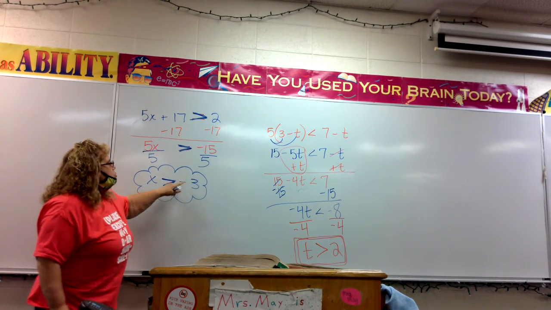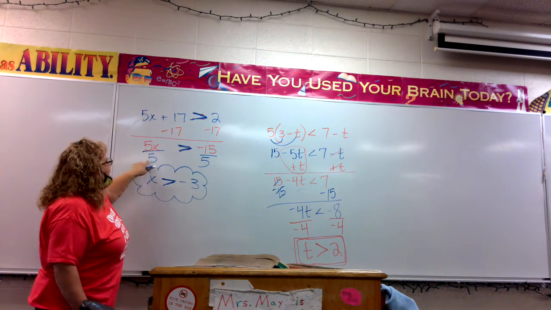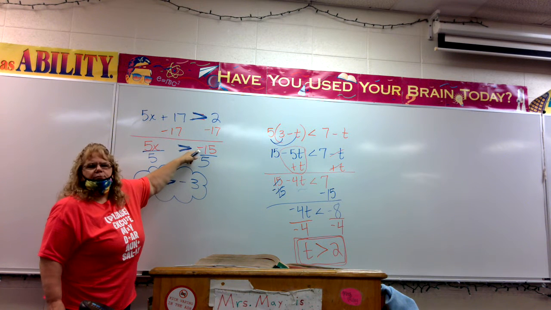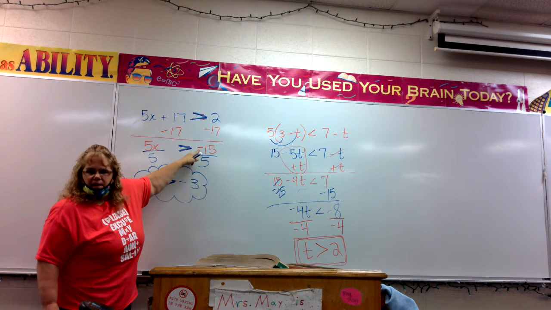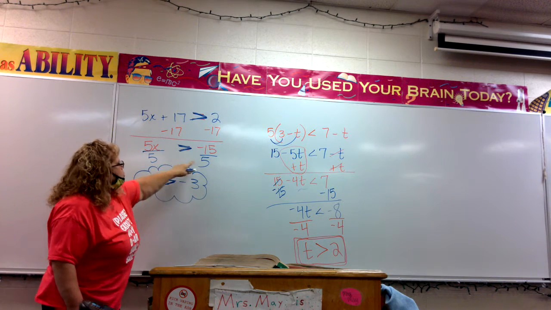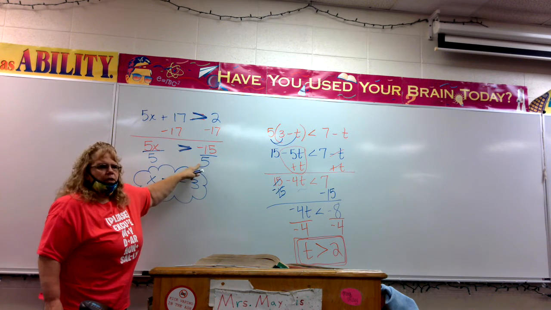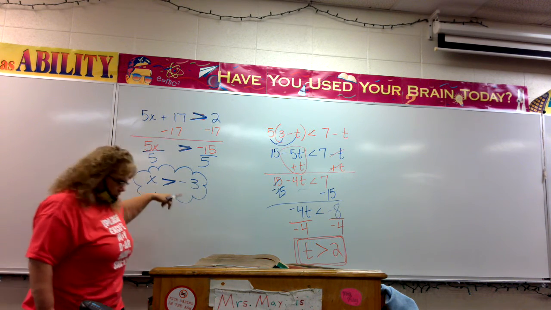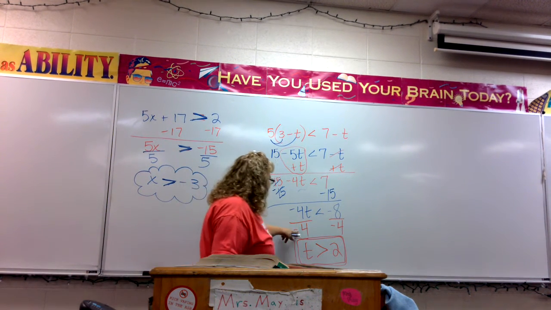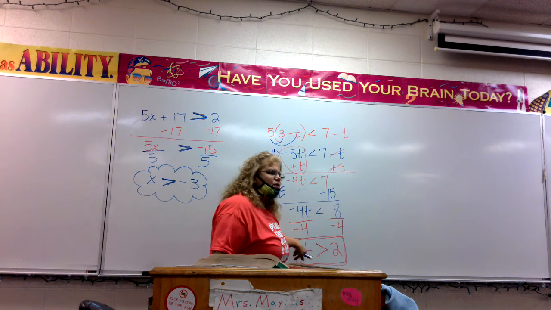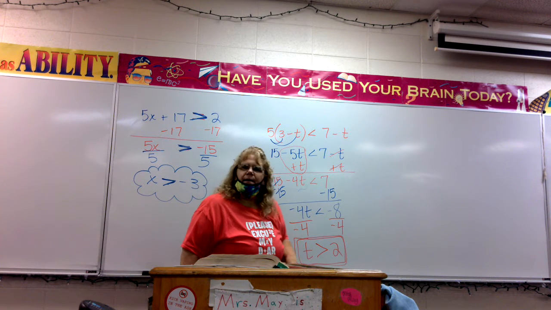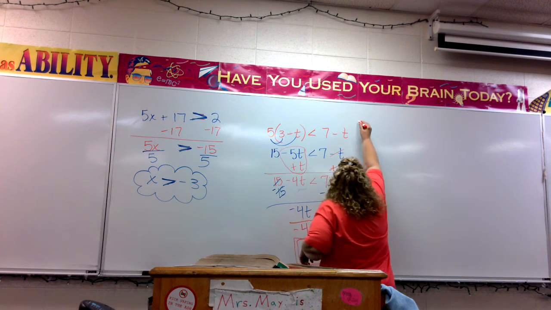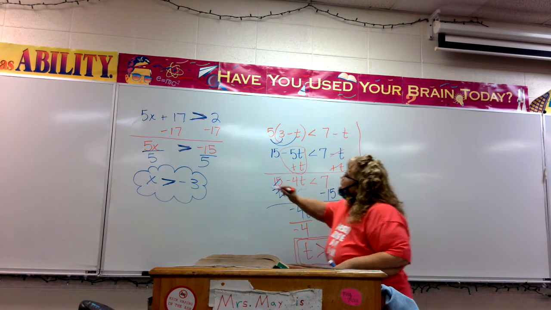And over here, we did not flip it. We divided by a positive 5. Even though that number on top was negative, we don't care what's up there. We care about what we're dividing by. We're dividing by a positive here, so we don't flip it. We're dividing by a negative here, so we do flip it. Does that make sense? Anybody with questions thus far?